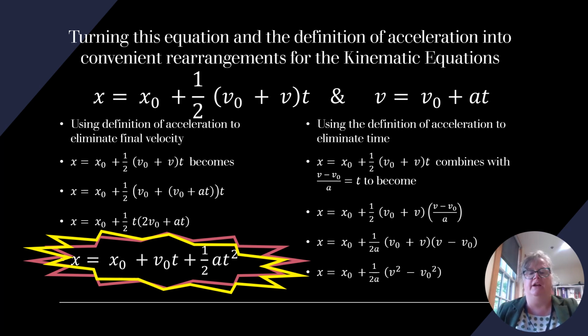After, of course, I FOIL out that quantity of v initial plus v final times the quantity v final minus v initial, which is just the difference of squares. You can check that on your calculator or do out all of the algebra if you want. Wouldn't bother. So finally got to our new slide, and we're going to keep going here.